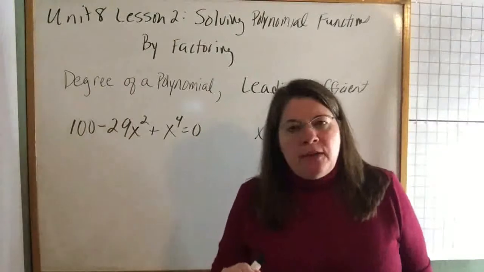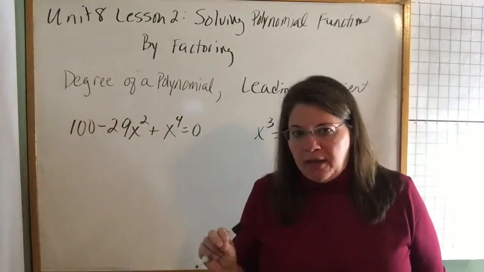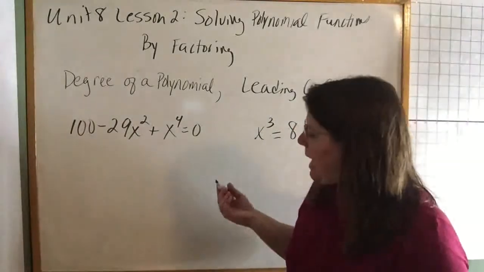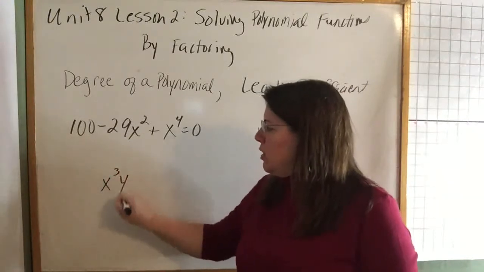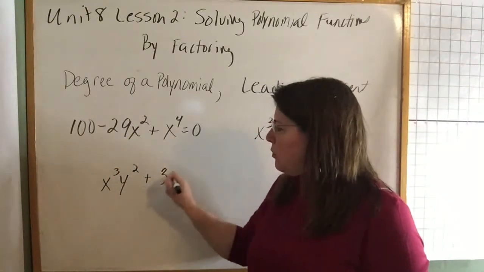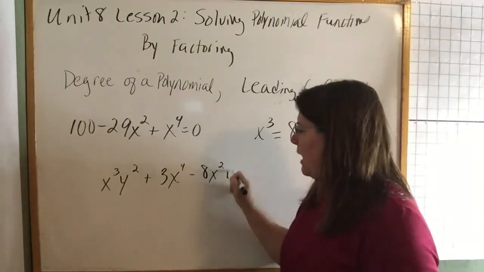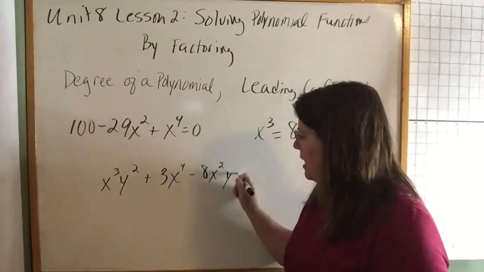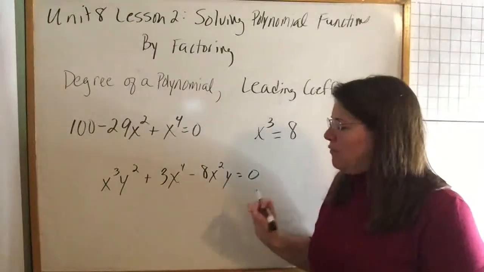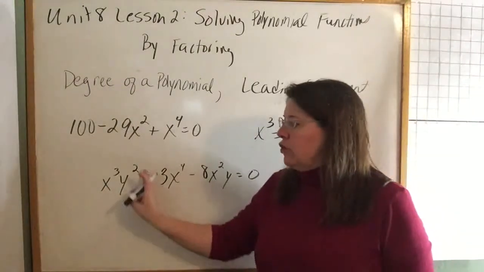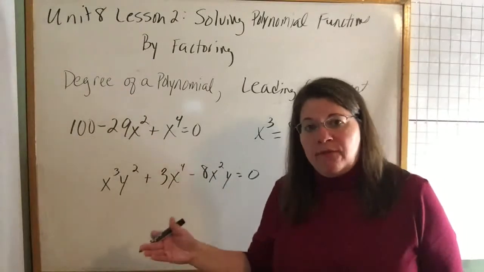The degree of a polynomial is the highest power in a term of a polynomial. So let's say we have something like x cubed y squared plus 3x to the fourth minus 8x squared y to the first, and that's equal to 0. If I'm trying to find the degree of that polynomial, what I have to do is find the degree of each individual term. And then the degree of the entire polynomial would be the highest of those terms.